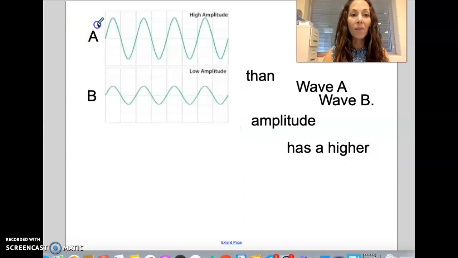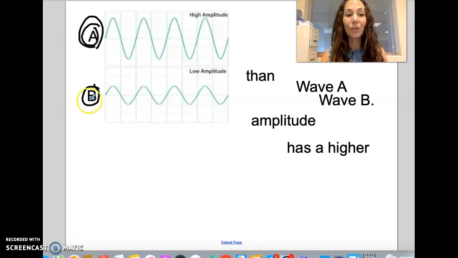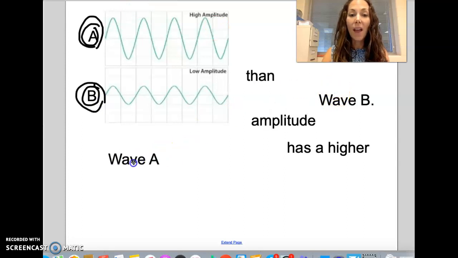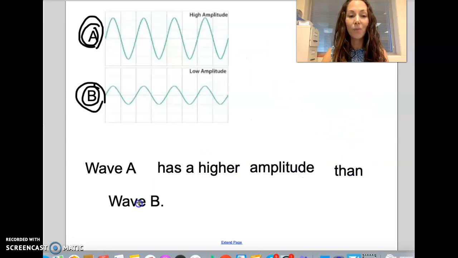Here is wave A, here is wave B. Wave A has a higher amplitude than wave B.